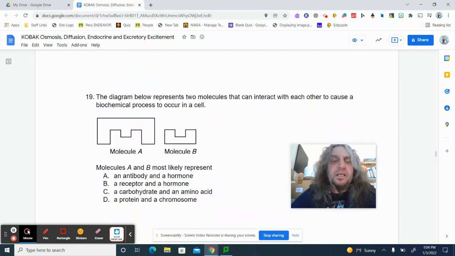Number 19. The diagram below represents two molecules that can interact with each other to cause a biochemical process that occurs in a cell. Molecule A and molecule B interact with each other. Molecules A and B most likely represent A, an antibody and a hormone. B, a receptor and a hormone. C, a carbohydrate and an amino acid. D, a protein and a chromosome.